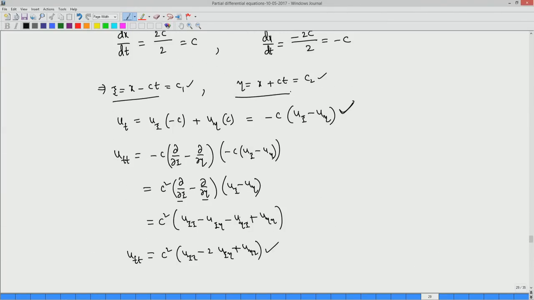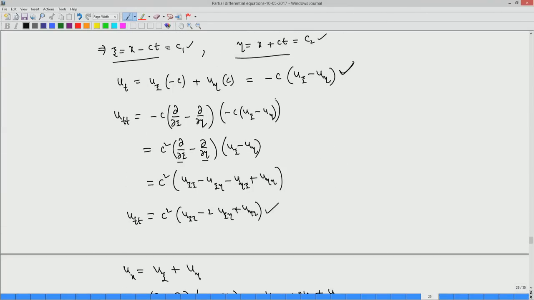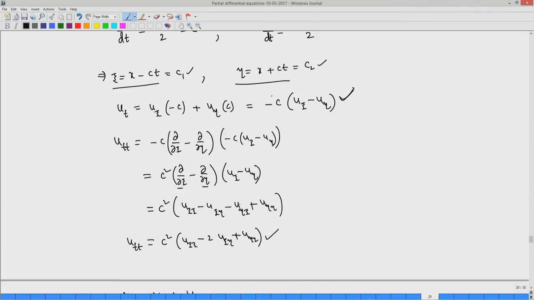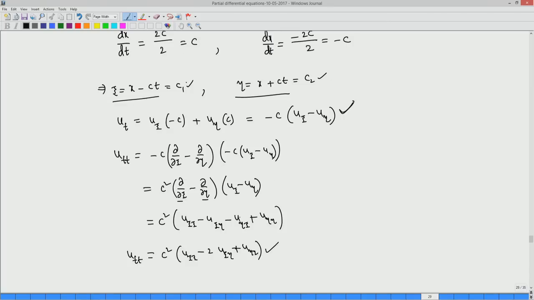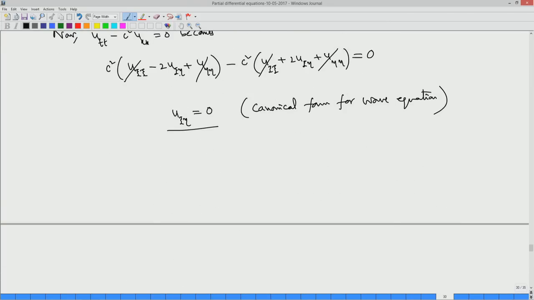These are called characteristic variables, because along these curves x minus ct and x plus ct, this partial differential equation actually becomes an ODE, which you need not worry about for now. So this is the canonical form for which I can now find the solution. So how do I find the solution?